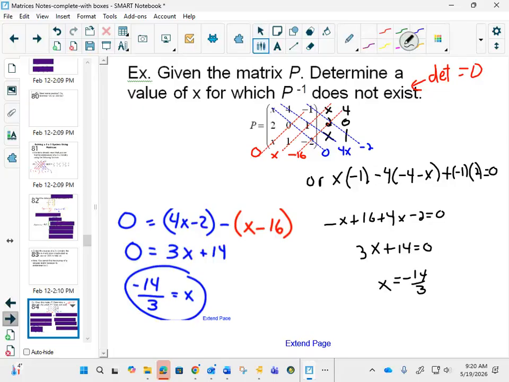So this side, the blue and the red side, is using the arrows. The black side here is using the formula. Either way, that's the value of x that will not give you a determinant.